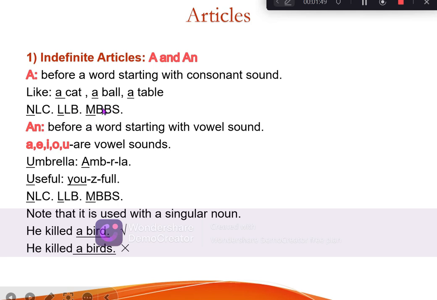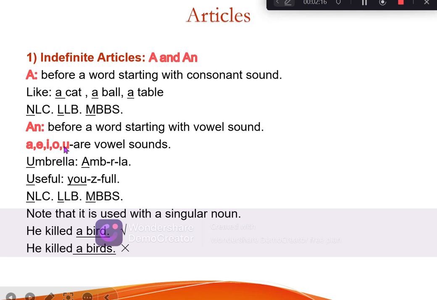So keep in mind, vowel sounds do not necessarily mean that the word begins with a, e, i, o, u. When a word starts with a vowel sound, we use the article an. But here is a very exceptional case.